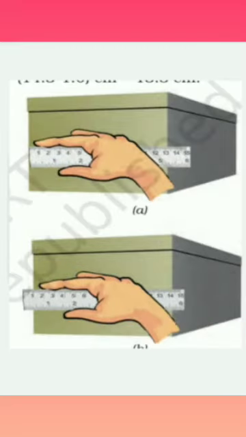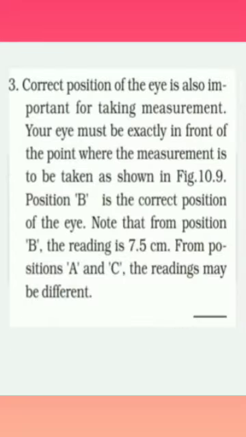Look at this picture. Two pictures are there. Which one is correct, A or B? Yes, A is correct, B is incorrect. So you keep the scale correctly along the side of the box or any object. Here A is correct, B is wrong. Here we have to keep the scale along the box. Placing it before the box is the wrong method.